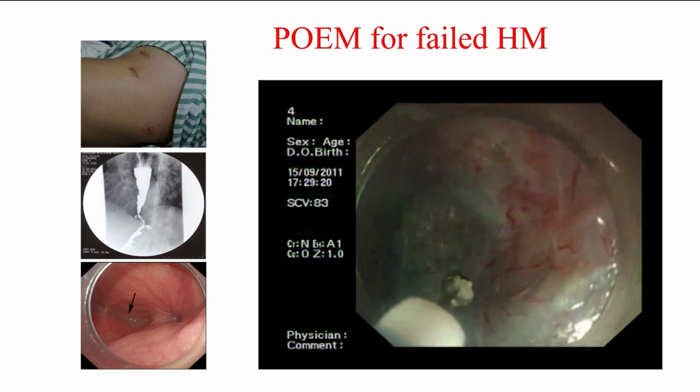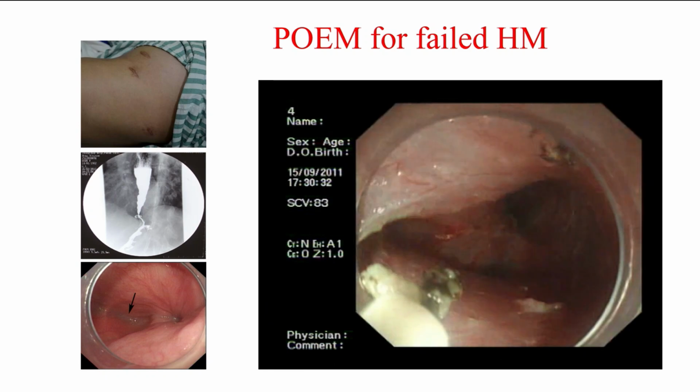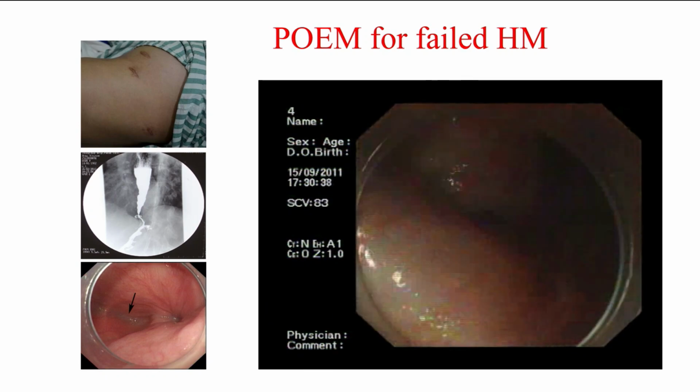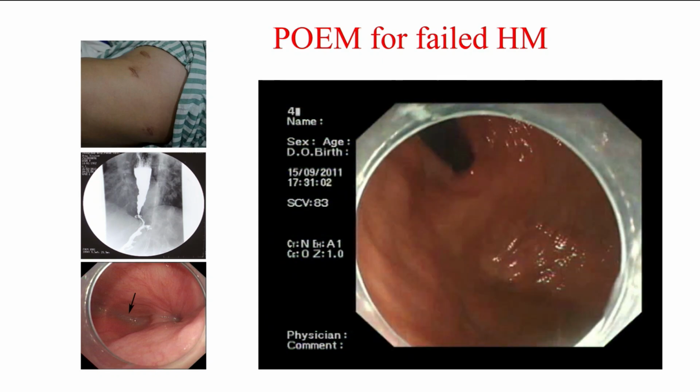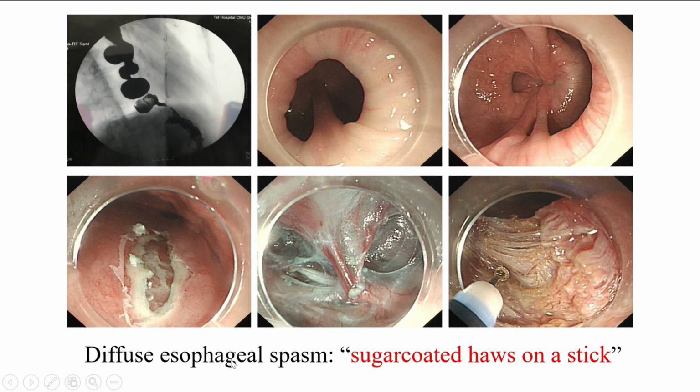This patient once had a Heller myotomy, but the symptoms did not resolve 3 years later. So we chose the posterior wall of the esophagus and performed a repeated POEM for this patient. We can see after the Heller myotomy, the junction is still very tight, and we can see some diverticulum change around the EG junction.